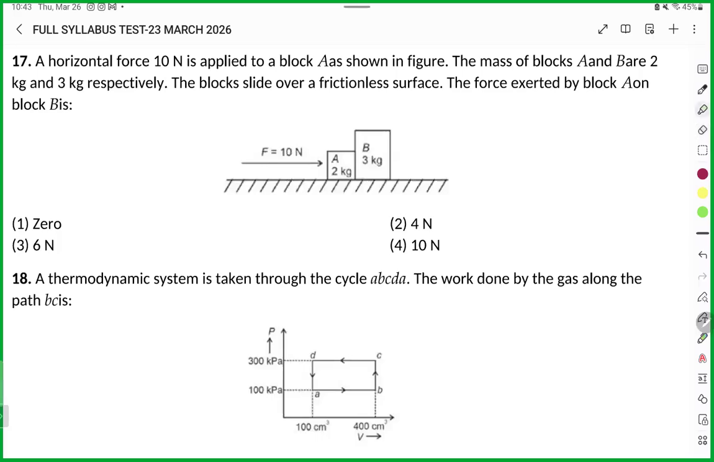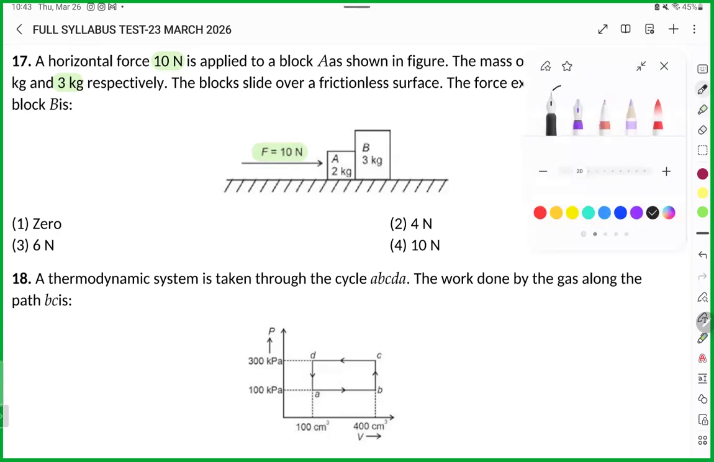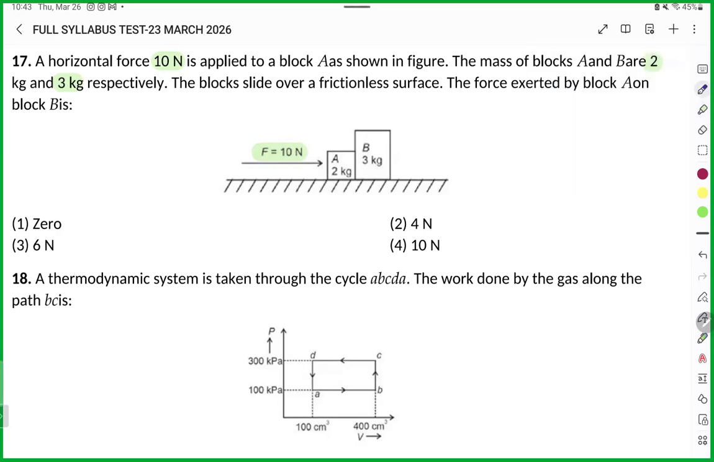Solve this question। 10 Newton, 2 kg and 3 kg। What is your answer, guys? Everybody? Anvita?